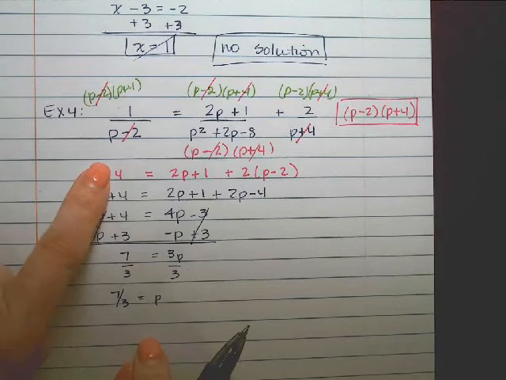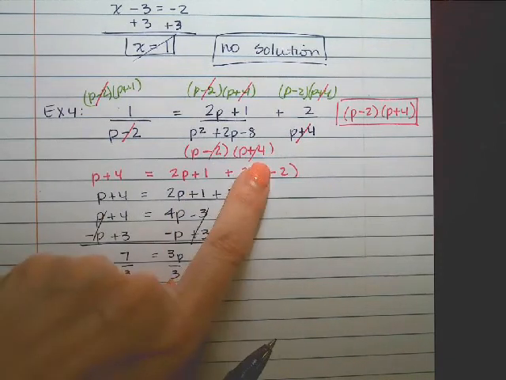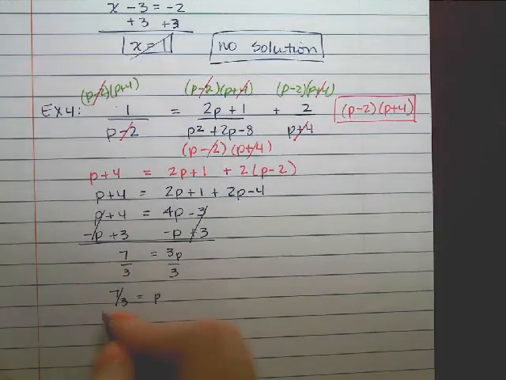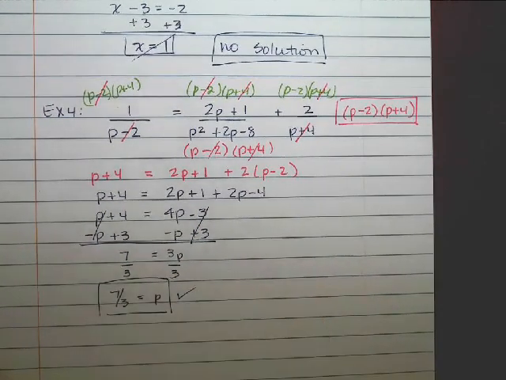Now, that's going to be fine right here, fine here. The only things we couldn't have is an answer of 2 or a negative 4. So 7 over 3 works, so that is our only solution. And we're done.